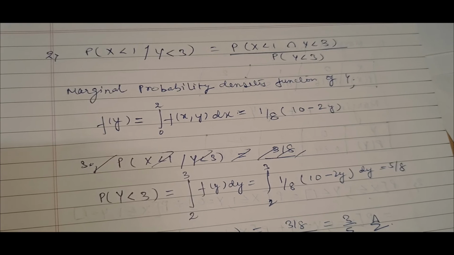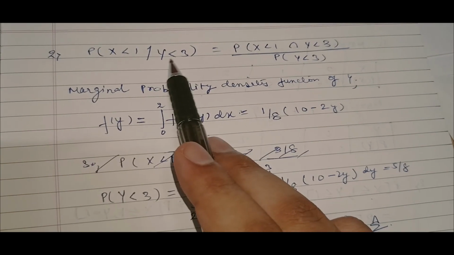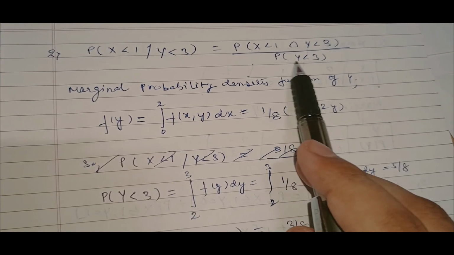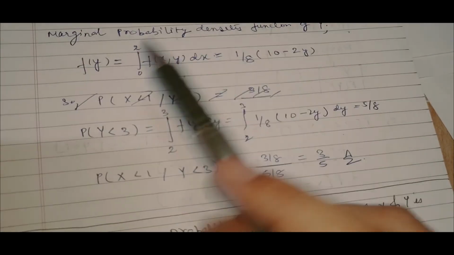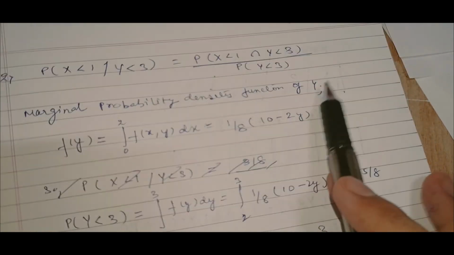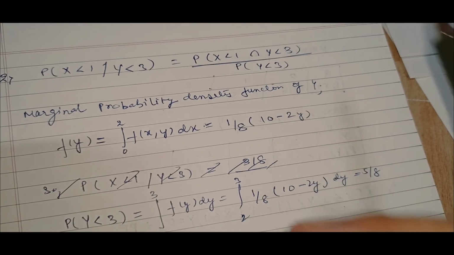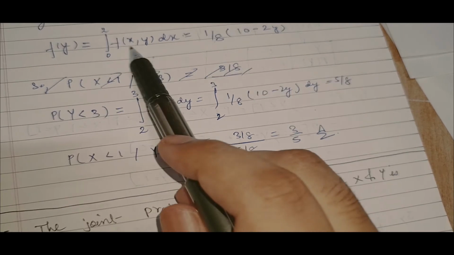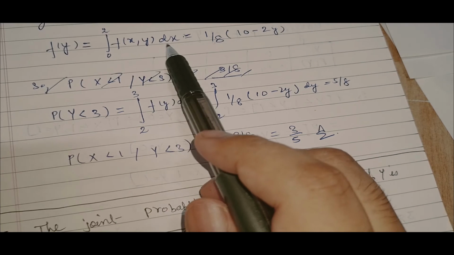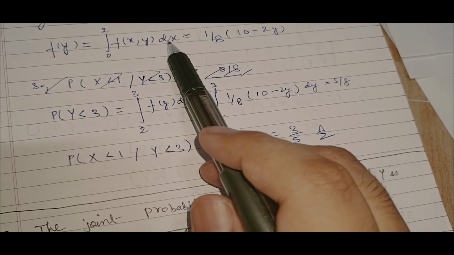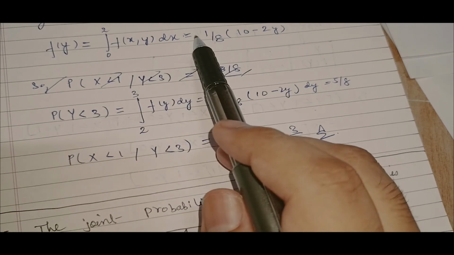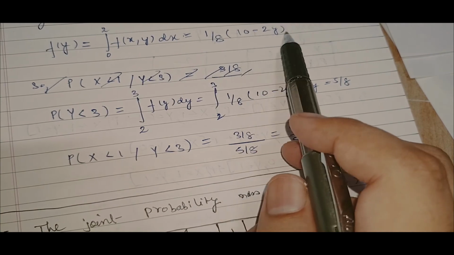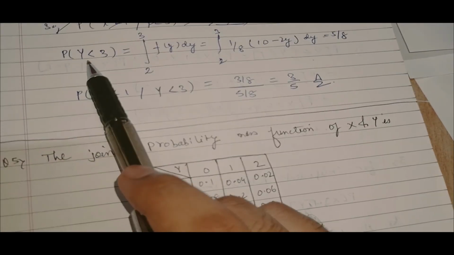Now the second part is the probability of x less than 1 given y less than 3, that is the probability of x less than 1 and y less than 3, given y less than 3. So here we need to find the marginal probability density function of y, because we need P of y less than 3. The marginal function f of y would be the integral of f of x,y with respect to x, because here it is y. So x varies from 0 to 2, and when we put in the values and the function, we get 1 by 8 (10 minus 2y). Now what is P of y less than 3?